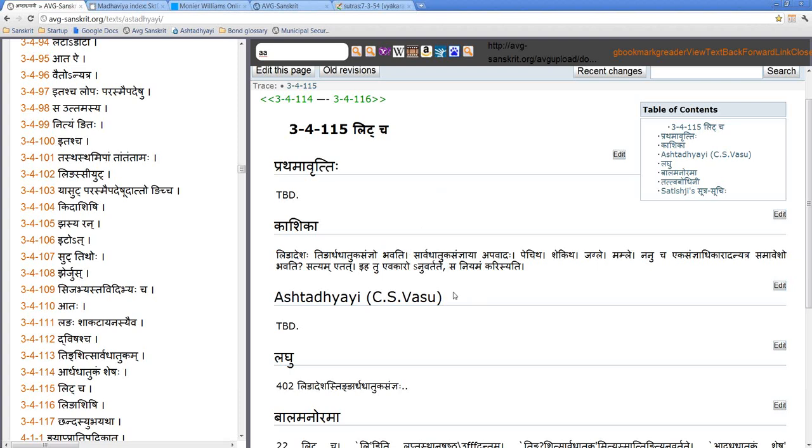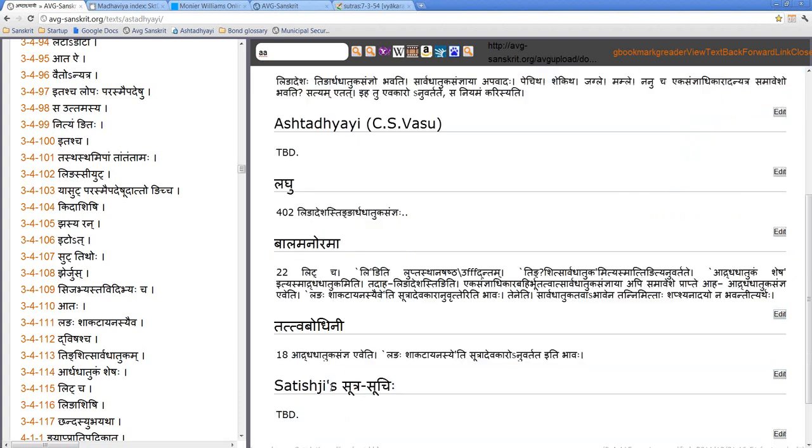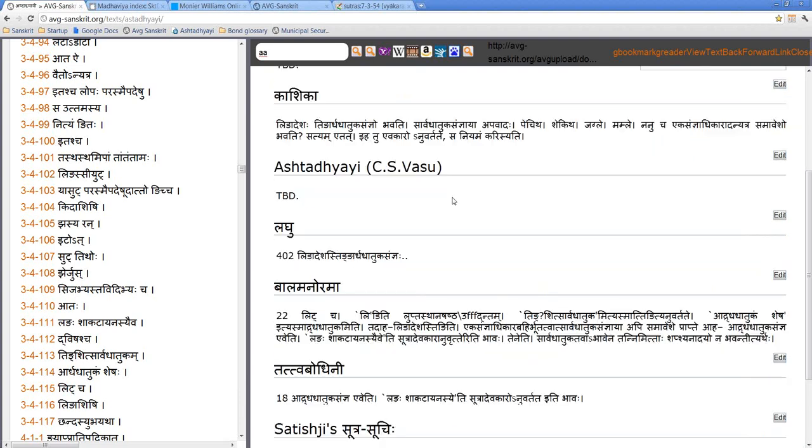We can edit all of these now and correct mistakes. We can also put our notes at the bottom here. Of course, this will take a lot of work to get this website up to speed, but at least we have the framework now. So because we have the prakramanam, we made the start in getting this Ashtadhyayi going.